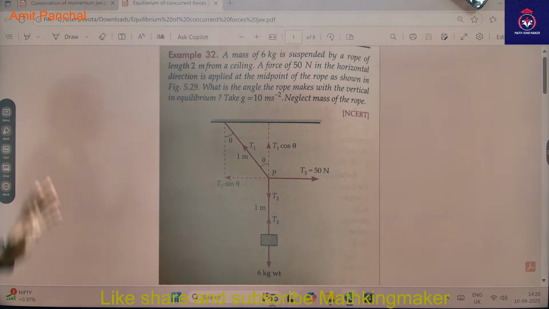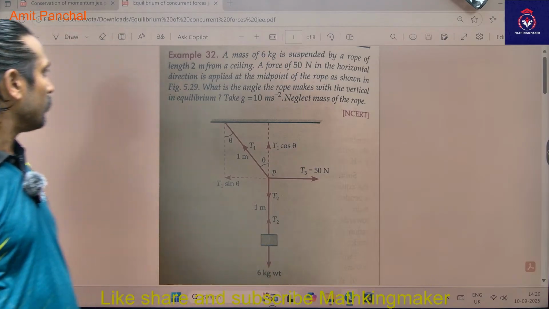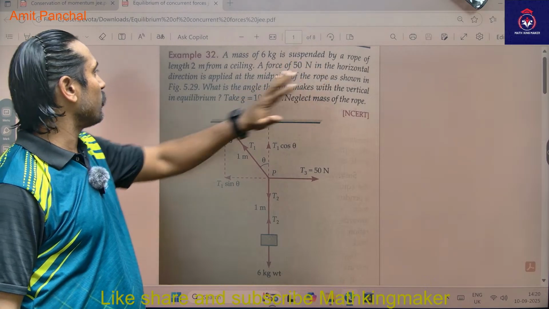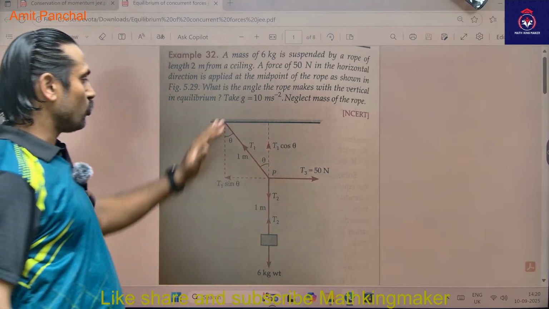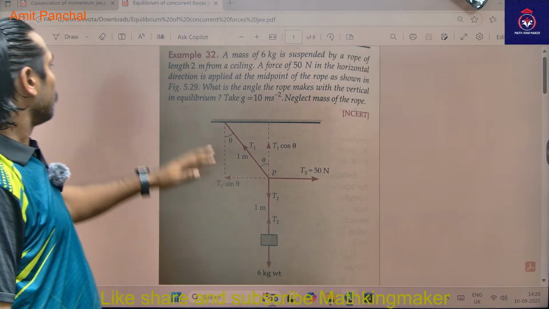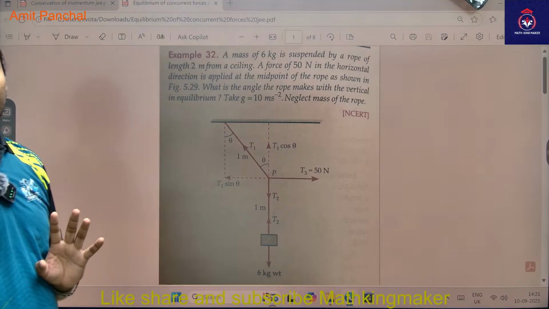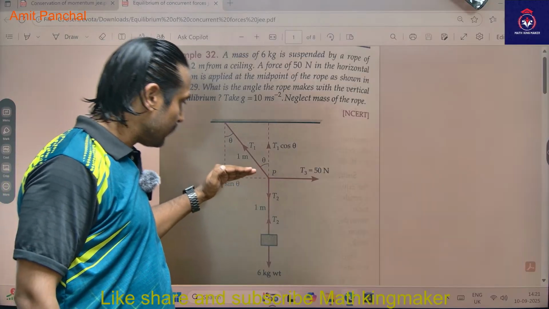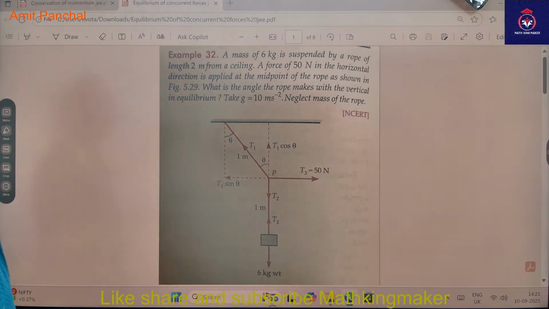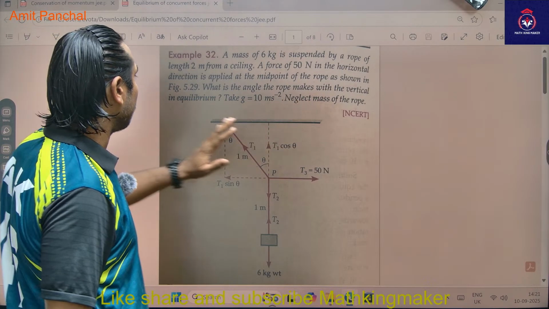Yes. Okay. So here you can see it is a 6 kg weight. A mass of 6 kg is suspended by a rope of length 2 meters from a ceiling. This is your ceiling. A force of 50 Newton in the horizontal direction is applied at the midpoint of the rope. This is P. P is the midpoint of the rope and 50 Newton force is applied horizontally, as shown in the figure.